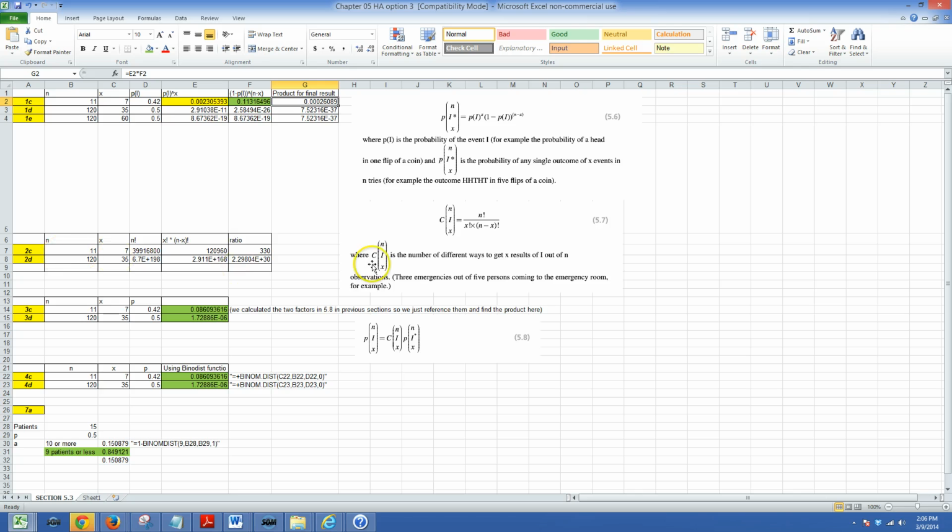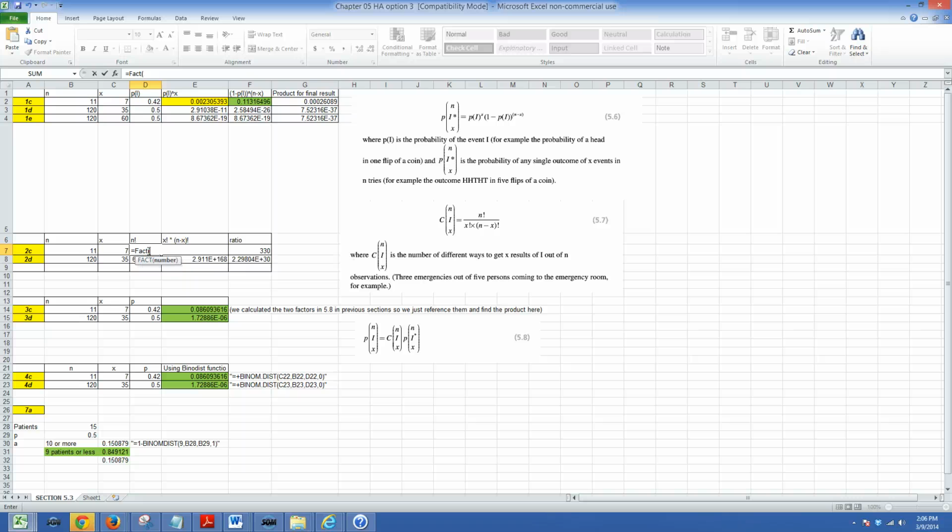For question 2, we want to find using equation 5.7, determine the number of separate outcomes for the following. In the first instance, 11 possibilities, 7 choices. How many ways can we get 7 from 11? A combination of 7 items from 11 items. And that is done with n factorial divided by x factorial times n minus x all factorial. Excel has a factorial function which I'll replace here and do live.